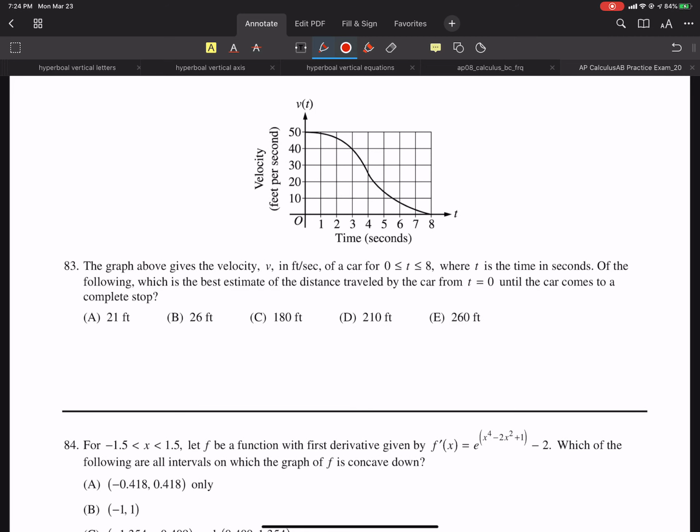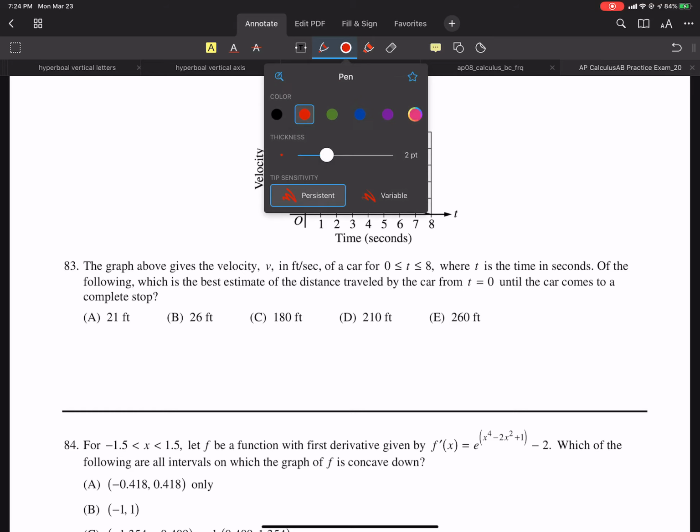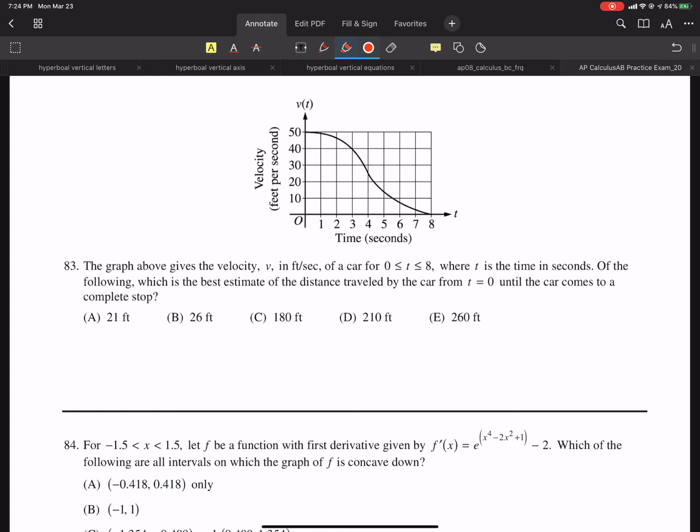83. What is this? Okay, this is velocity. And what are they asking for? The distance traveled from 0 to complete stop. Well, to complete stop, that means velocity would have to be 0. And we see that it happens at 8, right there. So basically, they want the distance traveled from 0 to 8.